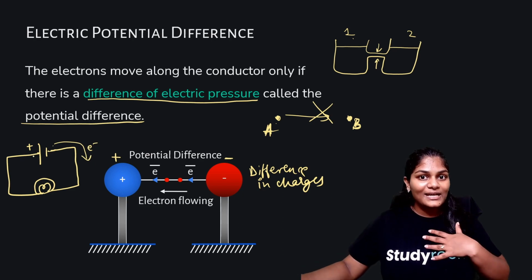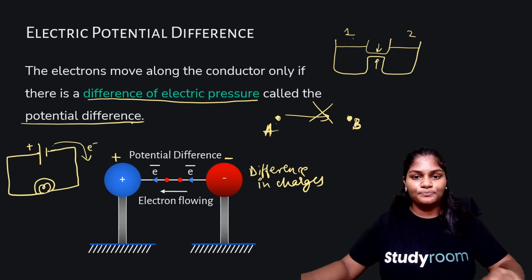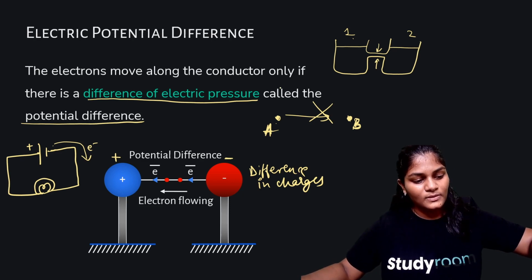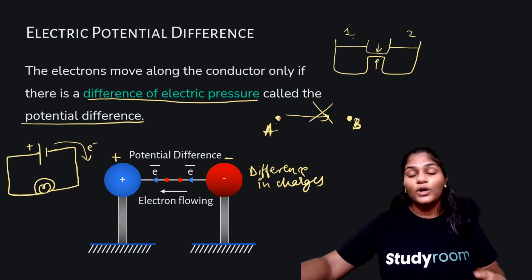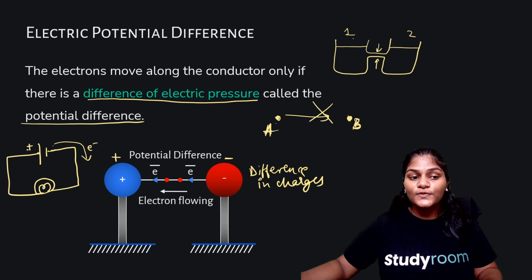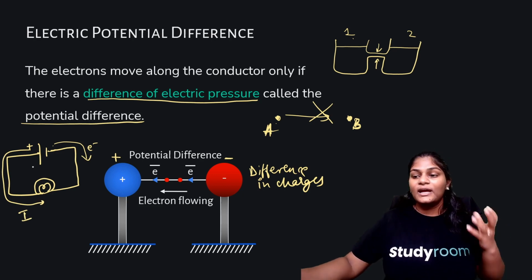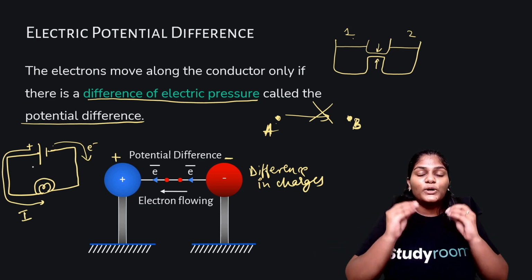Current, like us, wants to be positive, so it flows from the positive terminal to the negative terminal. This is I or current. So what is happening here? Because of a potential difference.